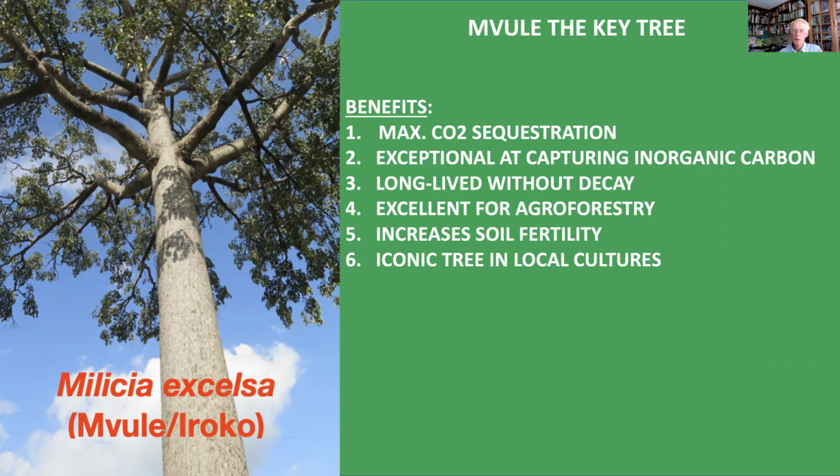It's excellent for agroforestry, for example, providing shade for coffee bushes and things like that. It also increases soil fertility, makes infertile acidic soils more fertile by becoming less acidic, changing, for example, pH from 4.5 to maybe 7, 7.5, which is better for most crops. It's also an iconic tree in local cultures. In fact, in many African countries in the equatorial region, you're not allowed to cut them down, they're protected.